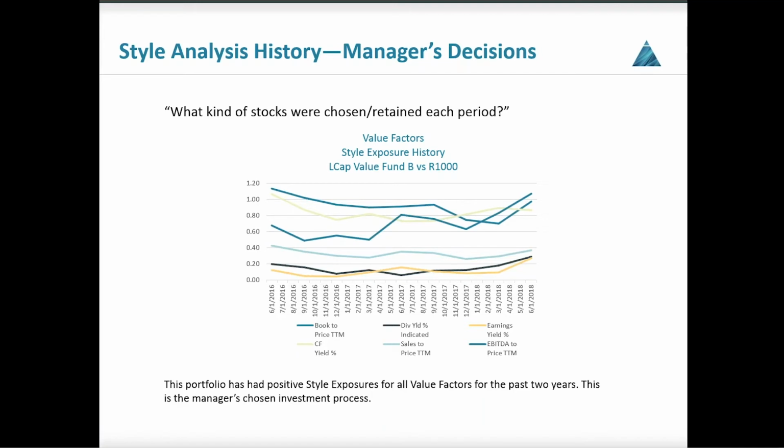And I can see which value factors are stronger than other ones. So this top one would be a very strong one, and this probably is the cash flow to price yield. Whereas these other factors, they're positive, they're just not as strong. So again, this is a great way for me to look at a value manager and see just how did they work? What were their decisions?